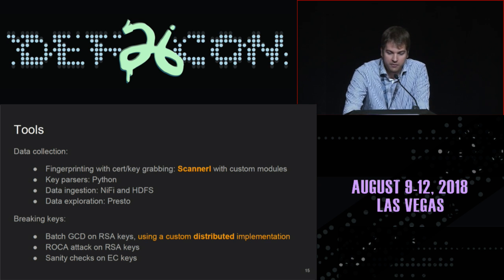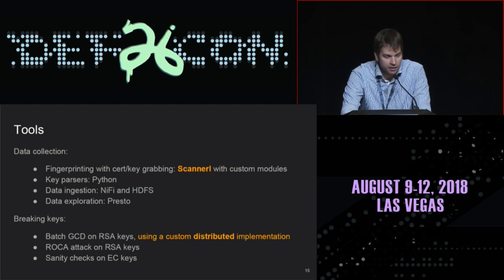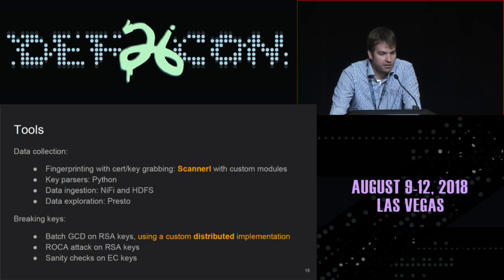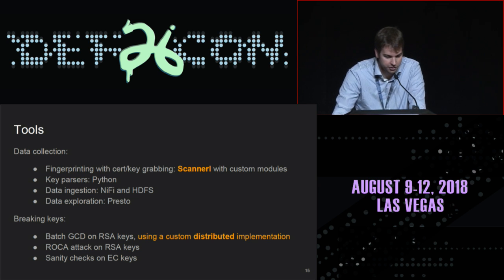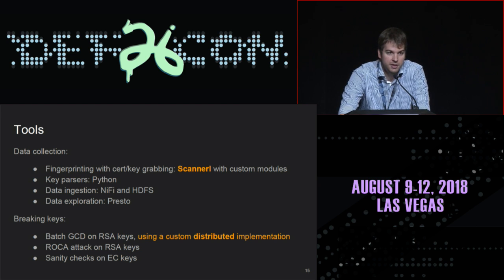A few words about tools. We've been using a tool that was developed by one of our colleagues. It's called Scanner. It's not just a network scanner, it's also a fingerprinting engine. It's written in Erlang. It's open source, on GitHub. You can download it today. Our parsers are mostly written in Python. We also have some Golang code and some bash scripts in there. The code will be open source on GitHub. It is available today. We have the link at the end of this presentation. And we also have been using Apache NiFi to define some data pipelines that we use to ingest the keys in our database. That database is stored in HDFS, and we use Presto to run SQL queries on the dataset.